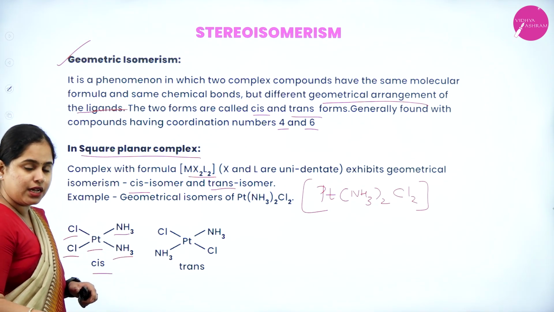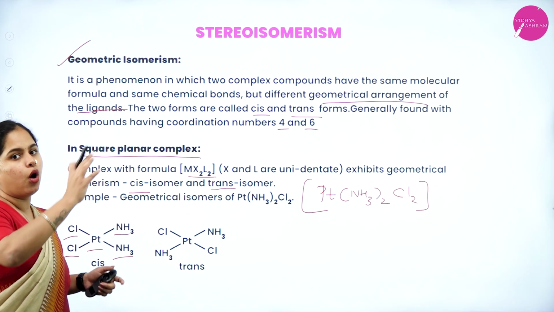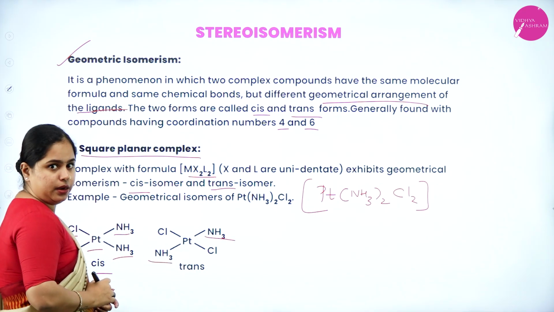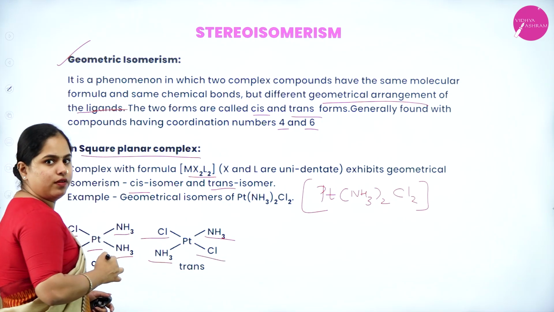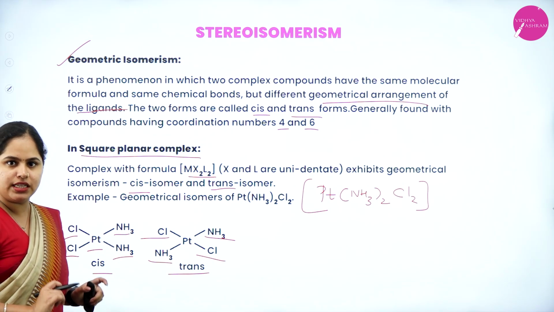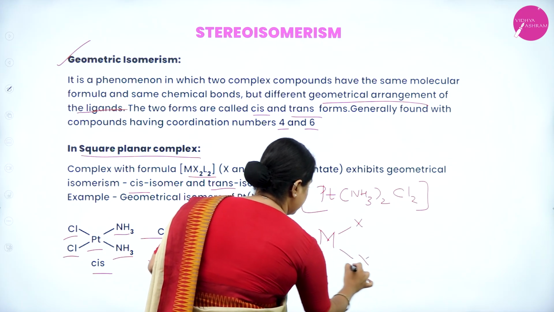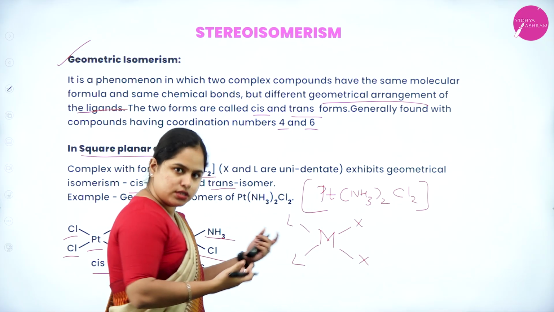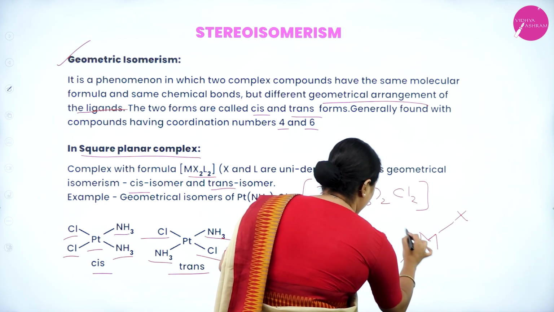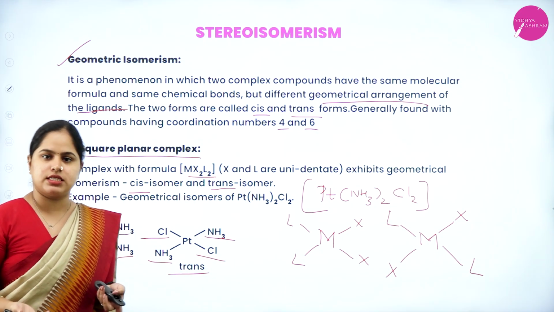Now to form the trans isomer, you have to place the same ligands on opposite sides. That means one amine will be here, and the other amine will be on this side. One chlorido will be here, and one chlorido will be on the other side. That is called the trans isomer. I hope it is clear, it is very simple. If I write M with both the X on this side and both the L on this side, this will be your cis isomer. If the central metal atom is here, with one X here, one X there, one L here and one L there, this is called a trans isomer. So this is how you write the cis and trans isomer.